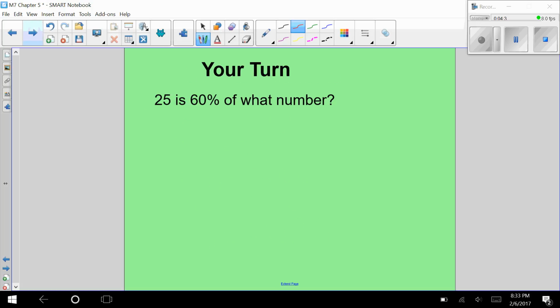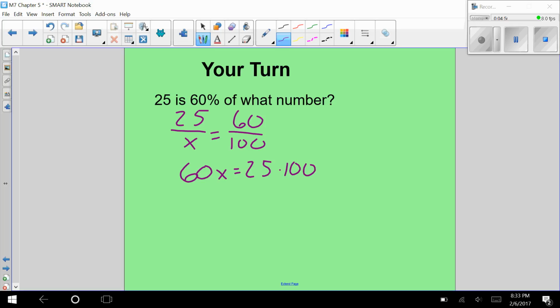All right, try this one. 25 is 60% of what number? Should set it up as 25 over x equals 60 over 100. Remember, percent is always over 100. So we cross multiply. We get 60 times x equals 25 times 100. 25 times 100 divided by 60. And x equals 41.6 repeating.